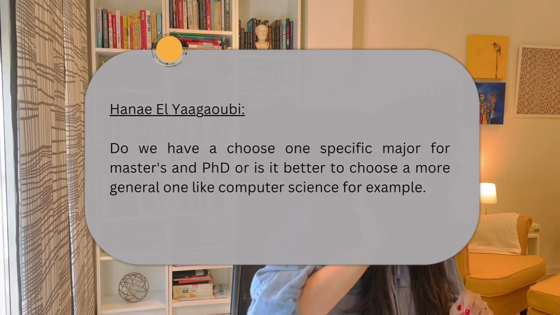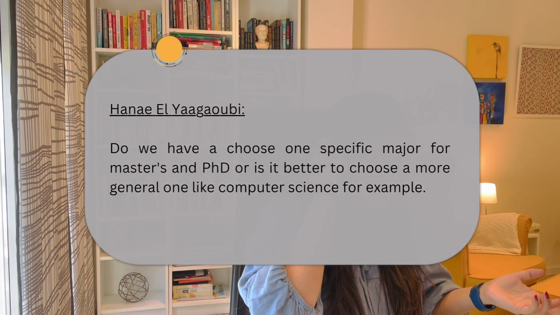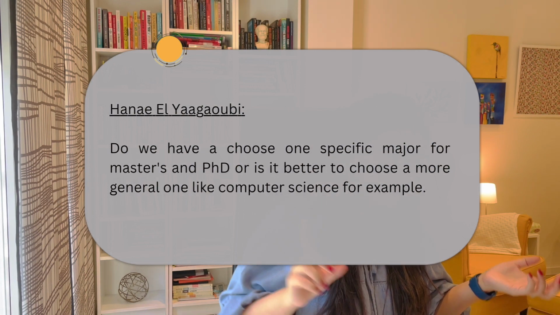Do we have to choose a specific major for master's and PhD, or is it better to choose one general one, like computer science, for example? I want to break this question down into two parts, master's and PhD. For master's, I would say you should go for a general one. Let's say go for a master's in computer science.